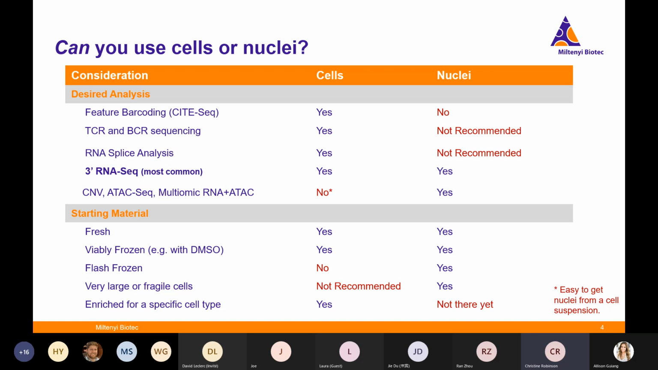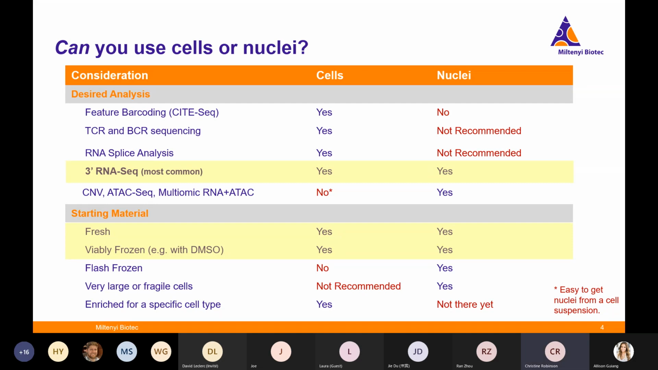And then for starting material, for material that's been flash frozen or large or fragile cell types, using cells is not recommended. However, if you're enriching a sample for a specific cell type, we actually aren't quite there yet for nuclei, so you should stick with cells. Some areas where you actually have a choice include 3' RNA sequencing, which is great because it's the most common, and when you're starting with fresh tissue or slowly frozen tissue, for example frozen with a cryoprotectant like DMSO.